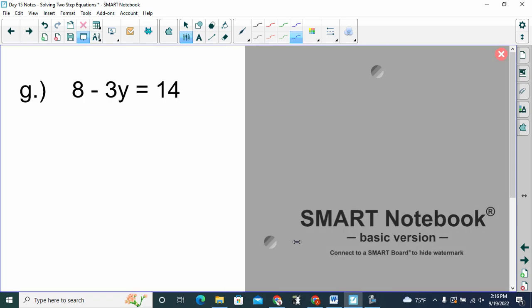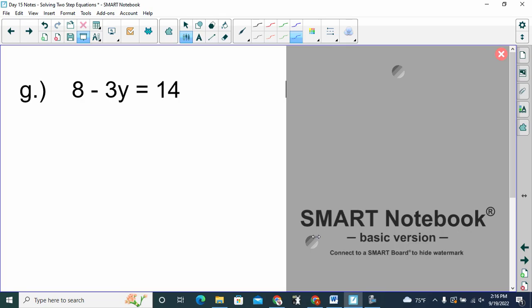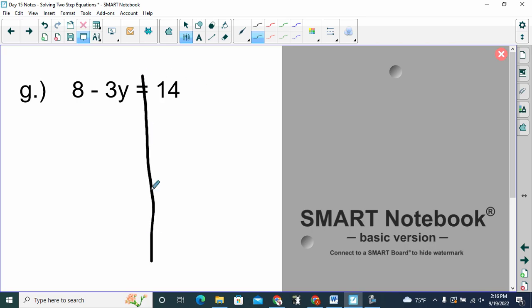Two more and then one problem that's a little bit different. Part G, 8 minus 3y equals 14. We did a similar problem a little bit ago. Remember, even though the y comes second here, this is negative 3 times y and then plus 8. So we need to undo that plus 8.